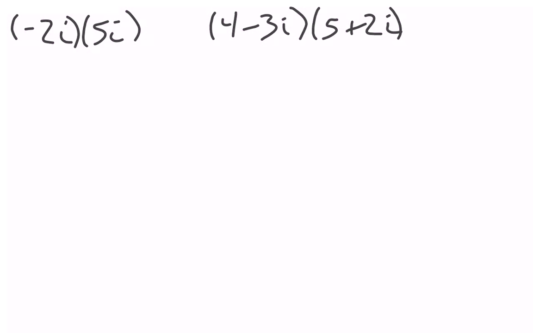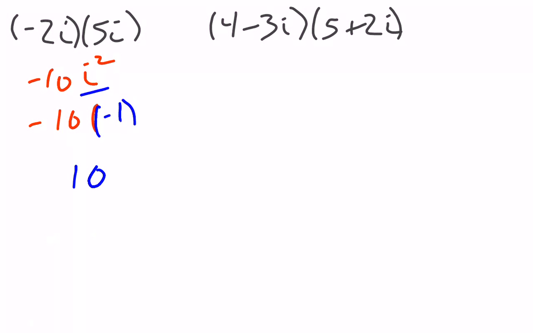Okay, when I'm multiplying, what you want to do is multiply your numbers first. So negative 2 times 5 would be negative 10, and then i times i is i squared. But i squared is equal to negative 1. So this is negative 10 times negative 1. And negative 10 times negative 1 would give me a positive 10.